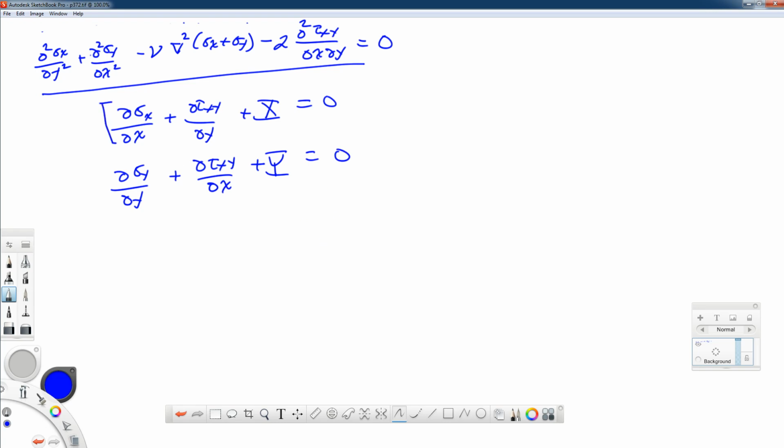What I'm going to do, I want to introduce second partials into this. So I'm going to take the partial derivative of this with respect to x, and I'm going to take this equilibrium equation, and I'm going to take the partial derivative of that with respect to y, and I'm going to add them together.